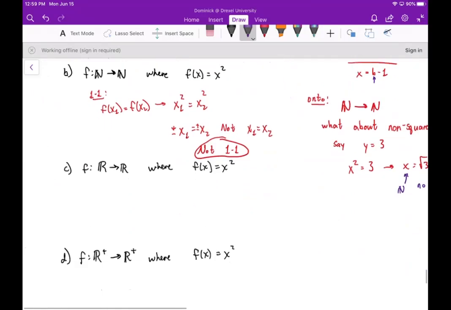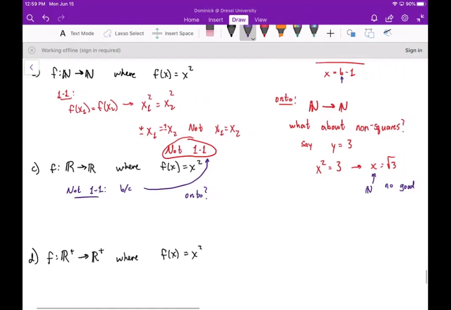What if we open it up to the real numbers? Do I get one-to-one and onto? Well, the one-to-one will still be the same, and it's not one-to-one because of the same reasoning as before. All right, well, what about onto? Well, now this argument doesn't work, because I could plug in a square root of 3 because now I'm dealing with real numbers.